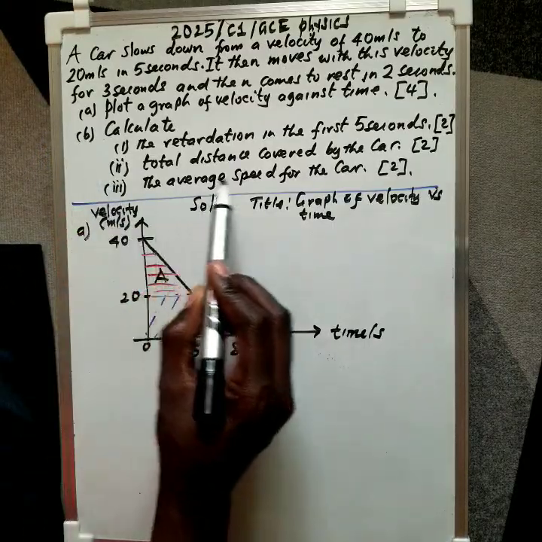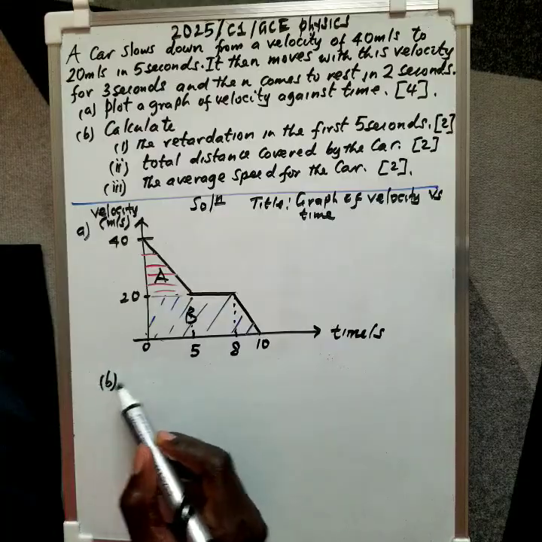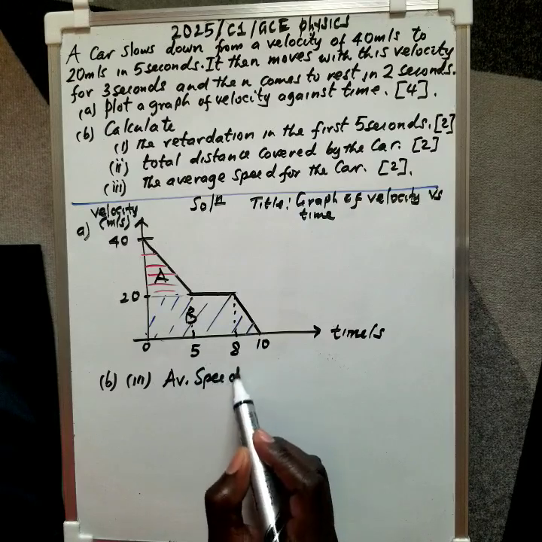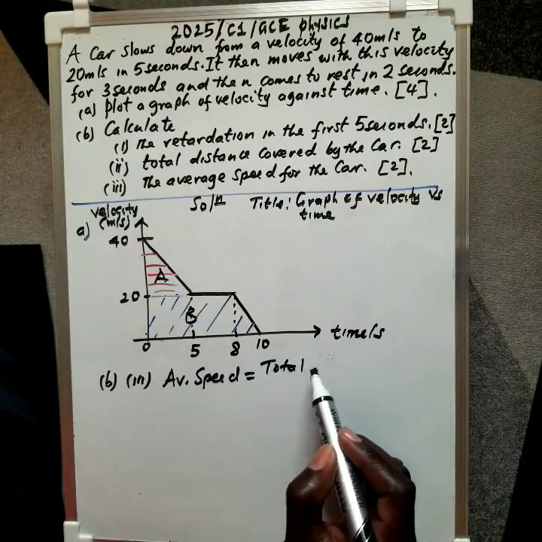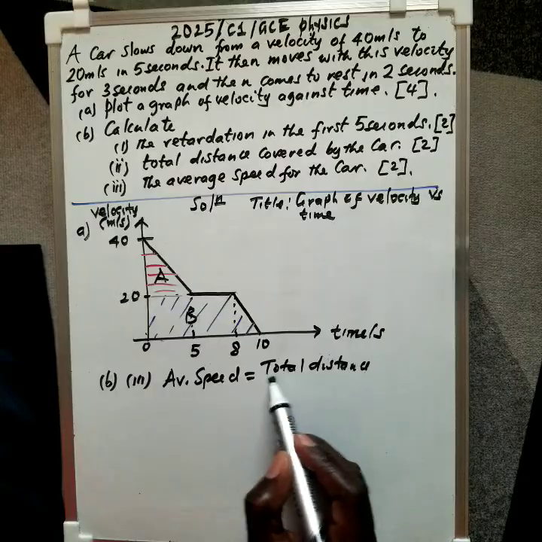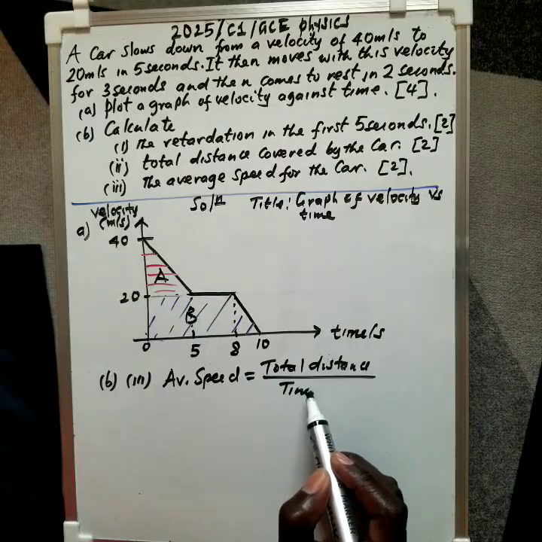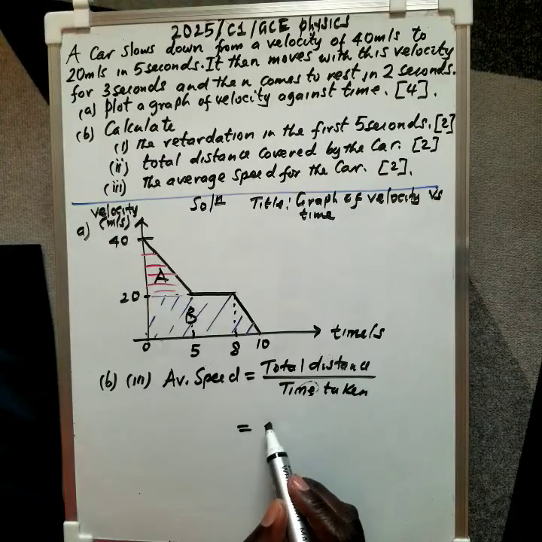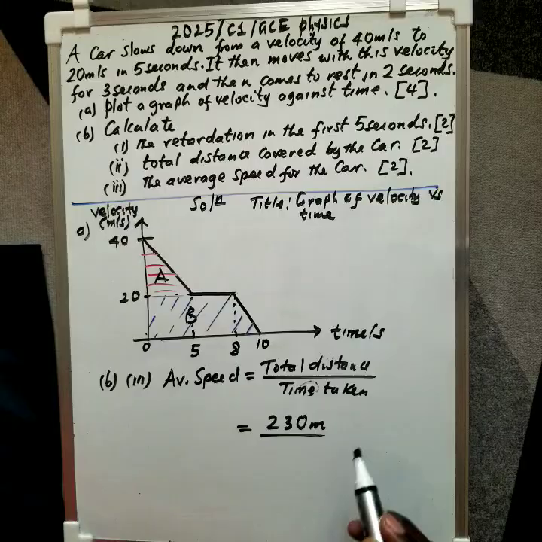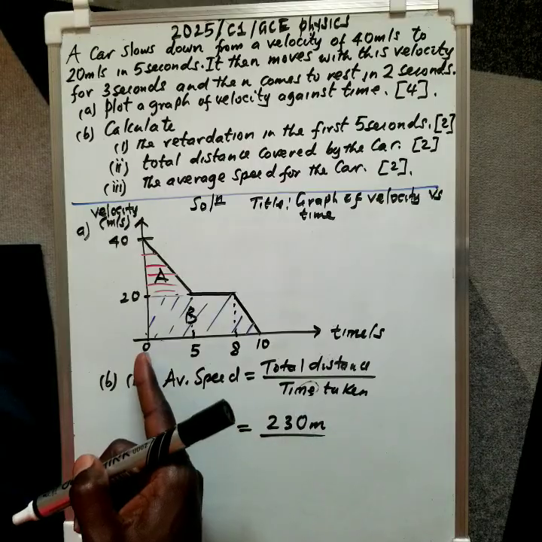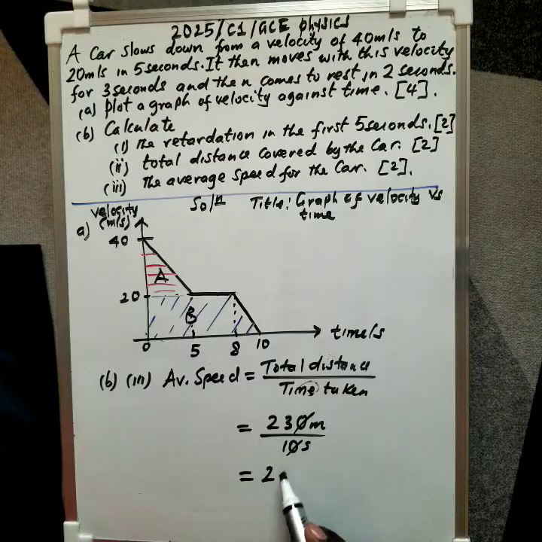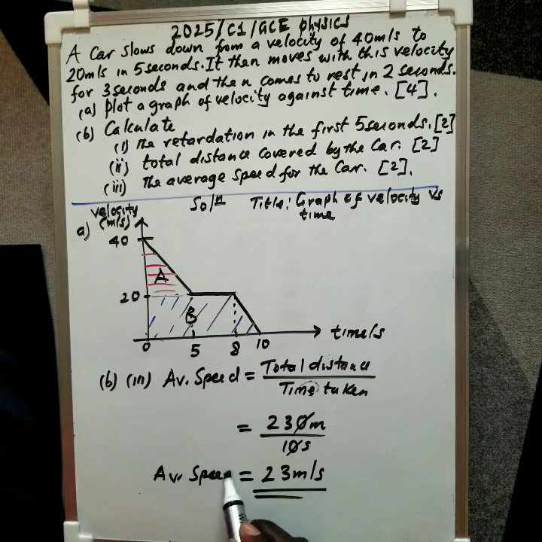So it says B, calculate the average speed. So B3, in this case, my average speed is equal to simply the total distance that you have traveled divided by the total time that has been taken. So what's the total distance? It is 230 meters divided, in this case, by the total time. Remember, from 0 up to 10. Obviously this and that will cancel, so I'll have 23 meters per second. So that is our average speed.